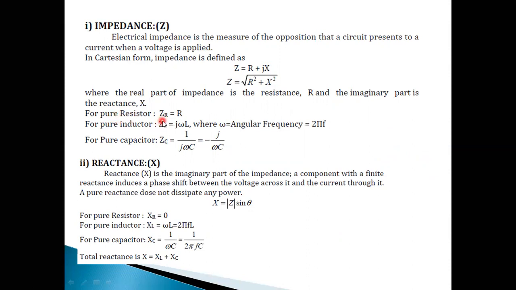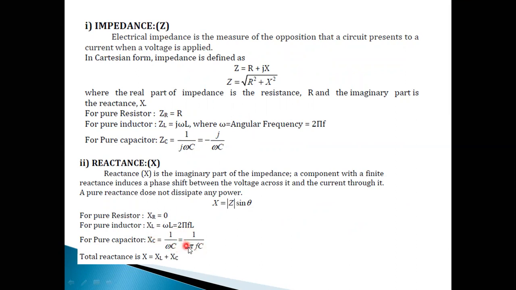For a pure resistor, the impedance value is obviously R. Only R will be there, and X is 0. For a pure inductor, we have XL, the inductive reactance, which is omega L, that is 2 pi fL. For a pure capacitor, it is obviously XC, which is 1 by omega C, that is 1 by 2 pi fC. Observe these different names: for a pure resistor, there is no reactance.